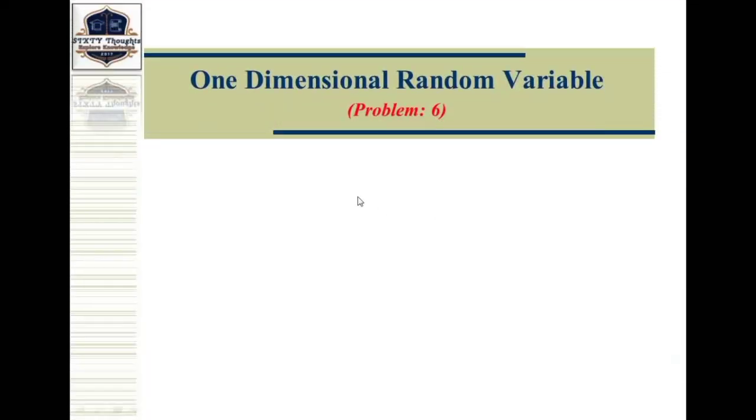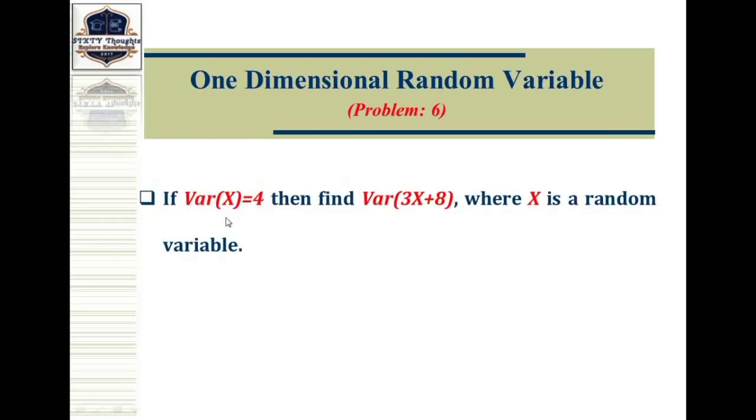In this video lecture, we discuss one problem from one-dimensional random variable. Let us see one problem. If variance of X equals 4, then find variance of 3X plus 8, where X is a random variable, which means we consider X is a discrete random variable, otherwise it is considered continuous random variable.